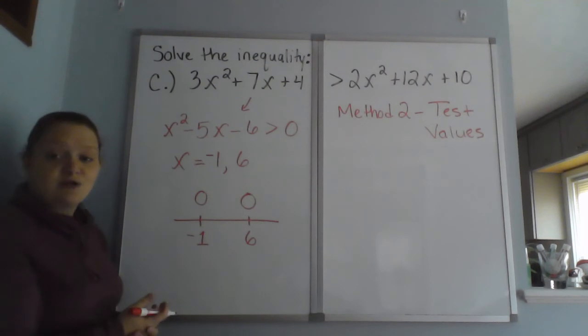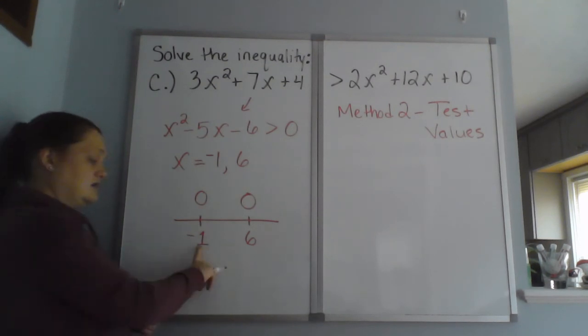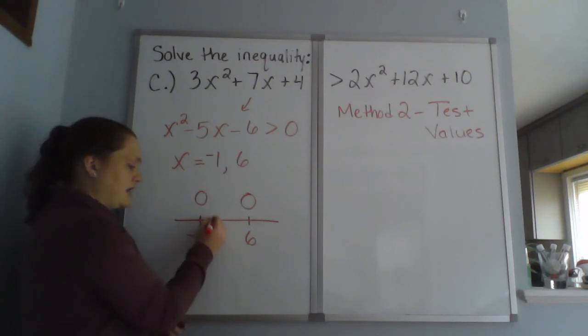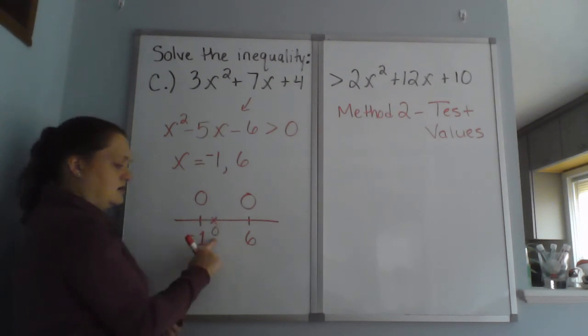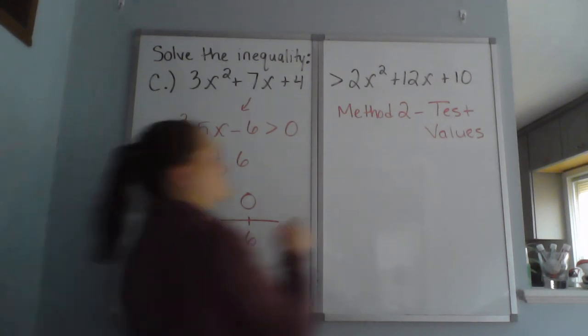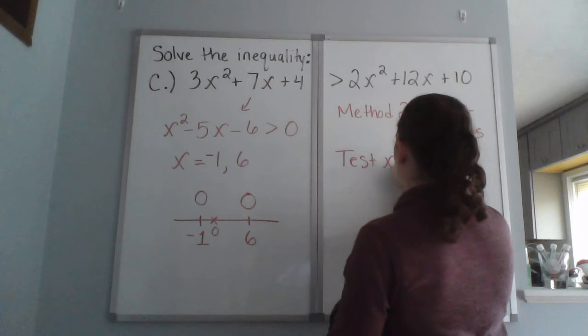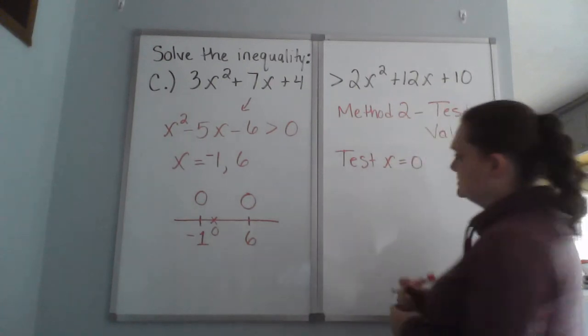The easiest number usually to plug in is 0, and 0 is in between these two. So I'm going to test x equals 0. So x equals 0 is right here. That's the value I'm going to test. Okay, so I'm going to test x equals 0 and see what happens.